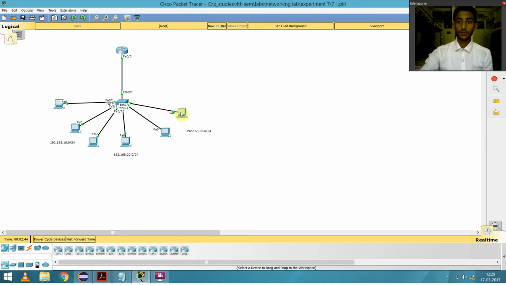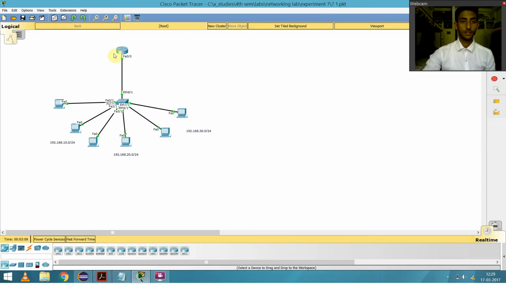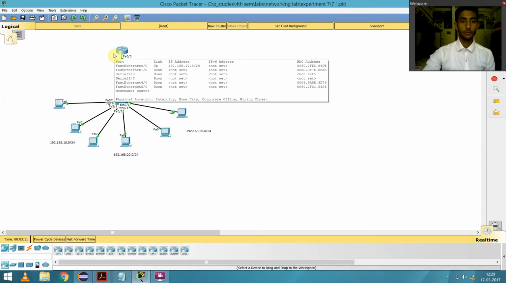So to separate these, we have drawn three different VLANs. So first network, that is the first VLAN, is 192.168.10.0 network. This is .20.0 network, and this is 30.0 network. So for doing this, first of all, intra VLAN configuration doesn't involve this router, and there is absolutely no involvement of this router over here.